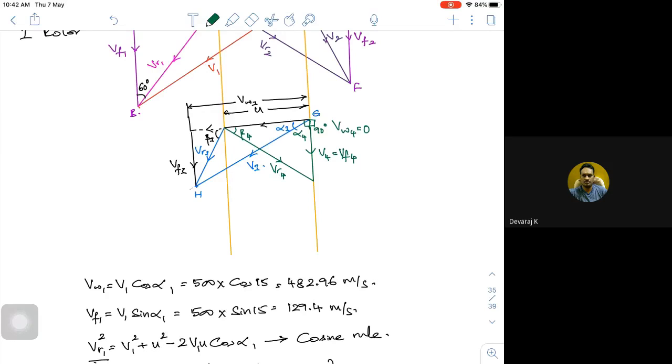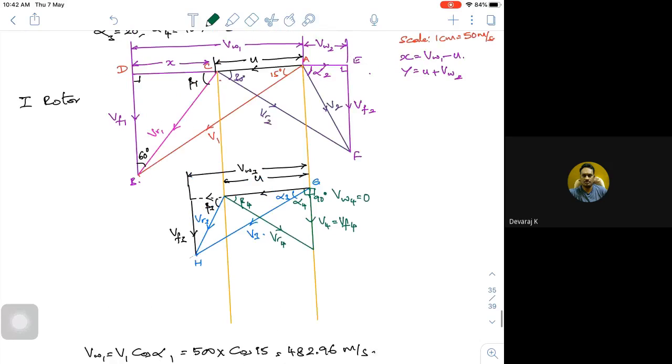So this is how you have to construct the velocity triangle for two stages. This is for the first stage rotor, and this is for the second stage rotor. If all the parameters are given, this is how you are supposed to calculate.